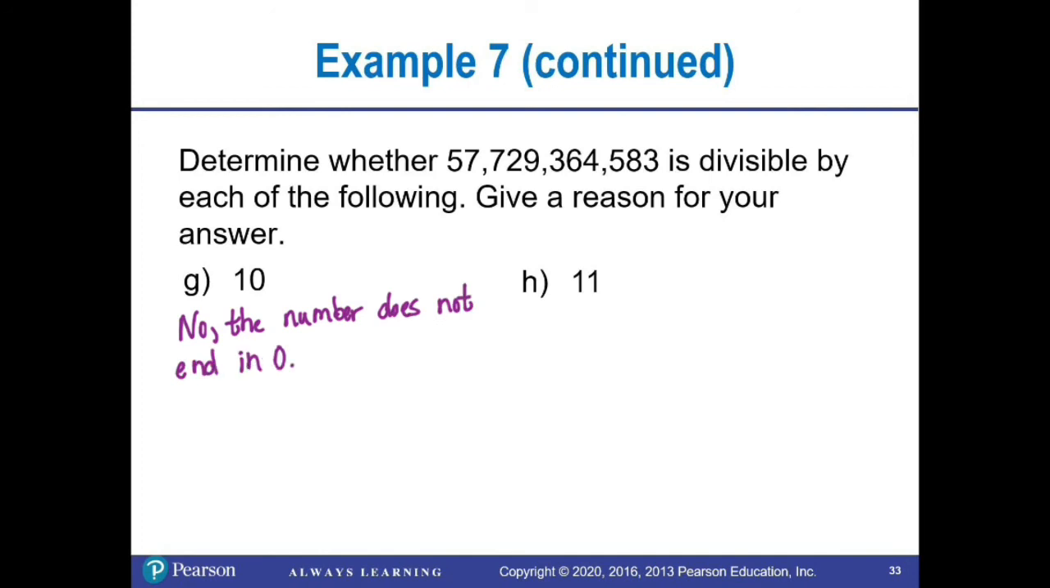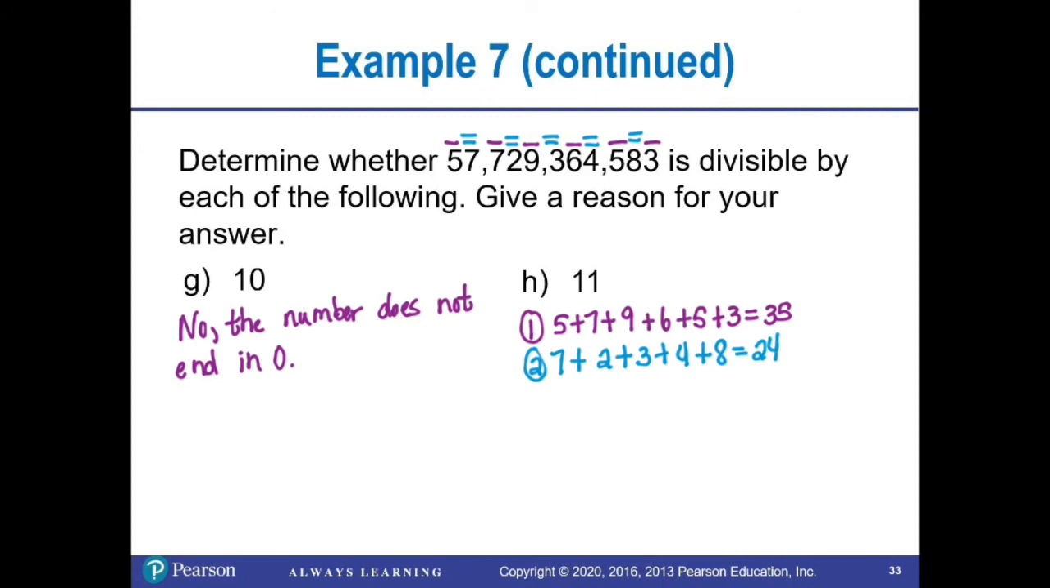And we come to our test for 11 in Part H. For 11, we look at every other number. I'm going to put a purple line above every other number. And so when we add 5 plus 7 plus 9 plus 6 plus 5 plus 3, we get 35. Now the numbers that are left, I'm also going to add together. I'll put blue lines above those. When I add those numbers together, I get 24.